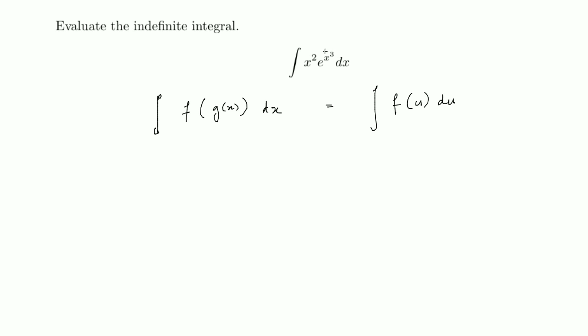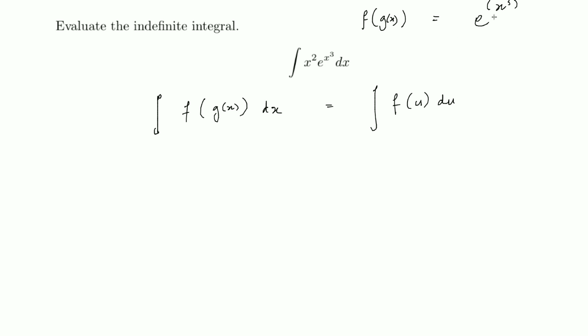Let's look at our little term inside here. X squared is clearly not a composite function. It's just a simple function. On the other hand, this is clearly a composite function. So let's start making our connections. Here, the f of something, the function on the outside, is e to the power something. The function on the inside is x cubed. So the g of x is x cubed.